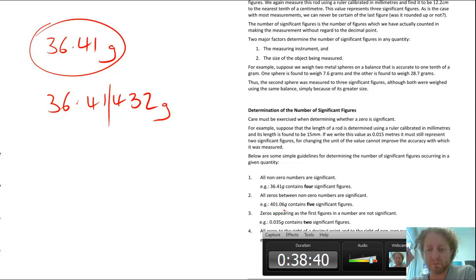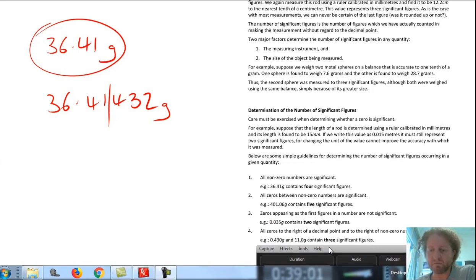Okay. Zeros appearing as the first figures in a number are not significant. We've already said that too. You don't start counting significant figures until you've hit the first non-zero. So you scoot along until you hit a non-zero. 3, 5, that's only 2 significant figures. That 0 is just a placeholder. All zeros to the right of a decimal point and to the right of non-zero numbers are significant.